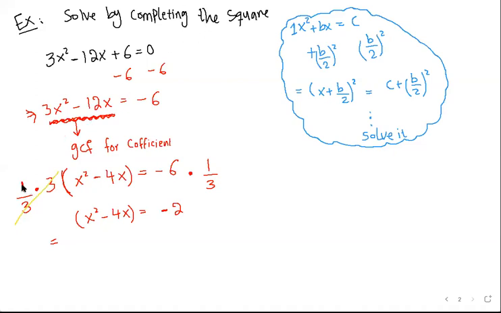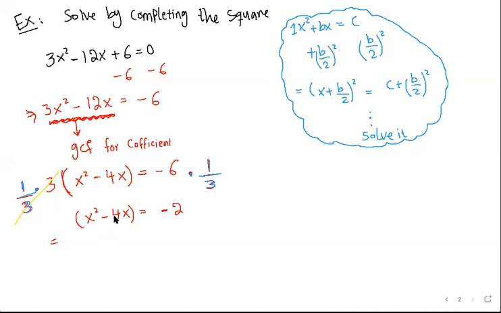So let me put it in a different color. 1 over 3 here, I multiply, and here I multiply 1 over 3 for both sides. Because I want to cancel the 3 and I need it to look like 1x squared plus bx. So I get now x squared minus 4x equal minus 2. Now I'm doing the completing the square. So I add b over 2 squared for both sides.